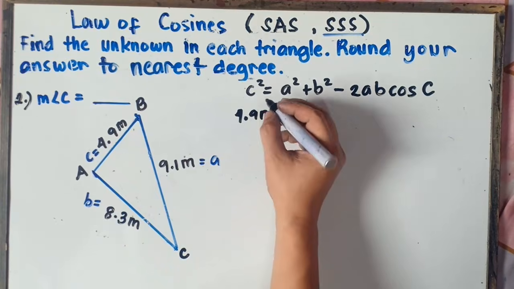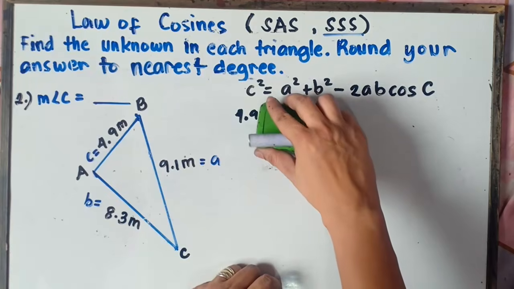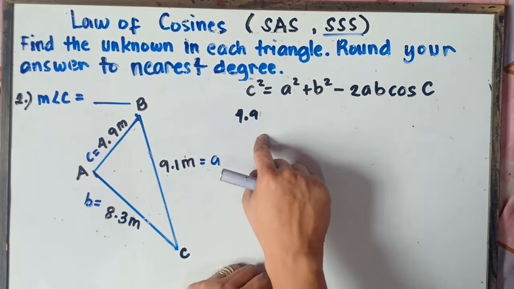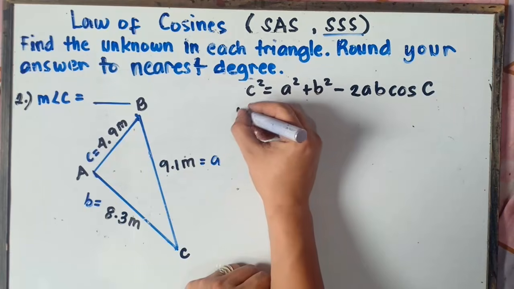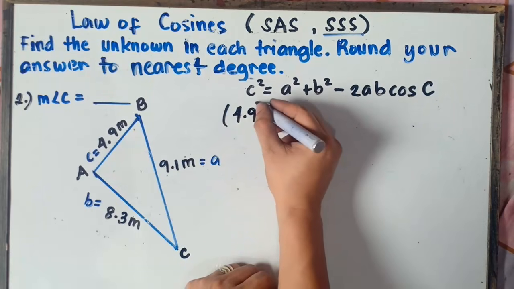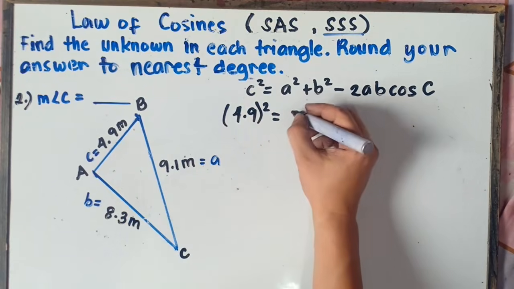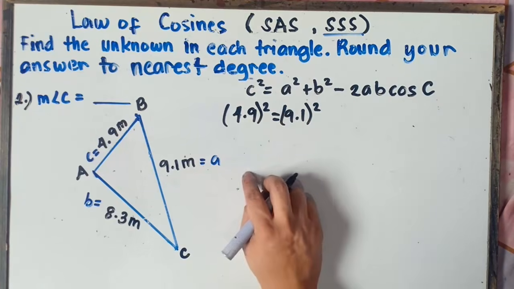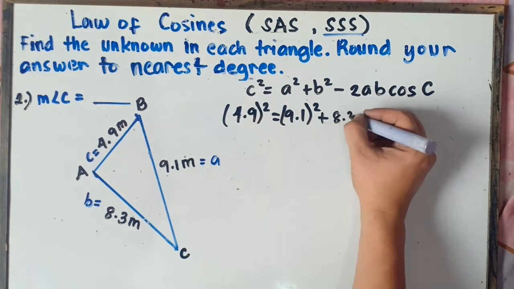We ignore first the units, class, because we'll be confused with regards to the units. Meters times meters will be meter square. So 4.9 squared equals the value of A. Do it step by step. 9.1, ignore the units. B, that would be 8.3.